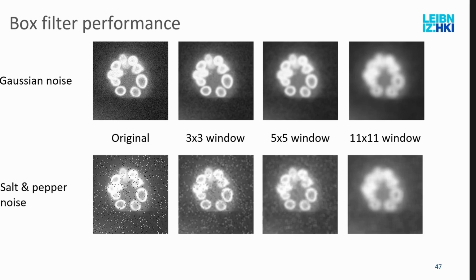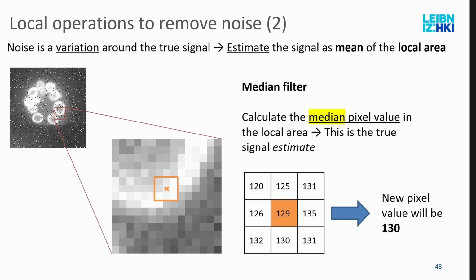So the box filter does not work well for salt and pepper noise, although it looks like an interesting effect. Then there are other filters, of course, because no one says you have to take the average of this local area. One other very popular filter is the median filter, and instead of an average, it takes the median pixel value. In our case that I showed before, it would be 130, because if you sort the values and take the center element, it's 130 this time.